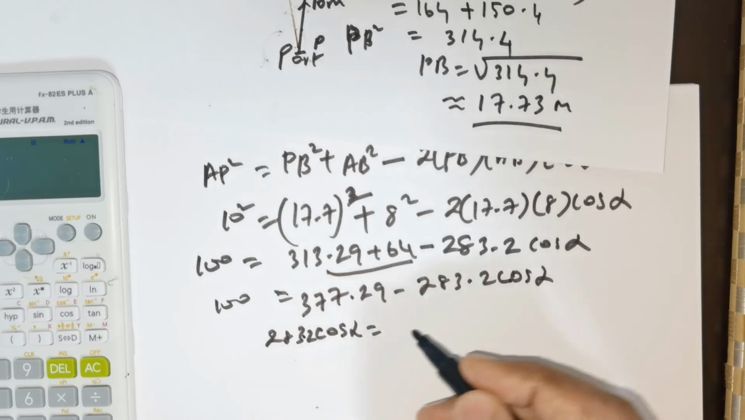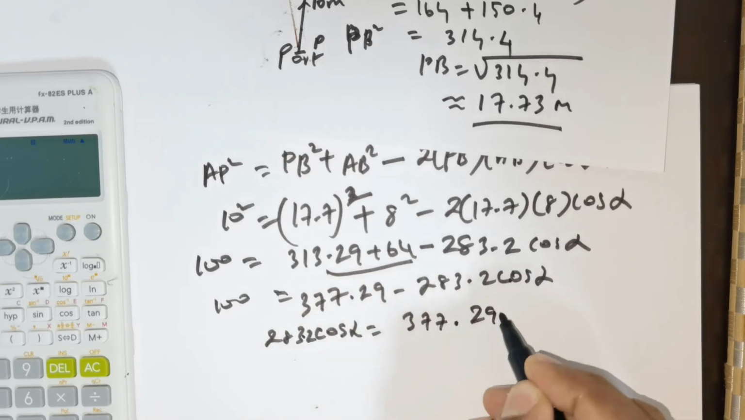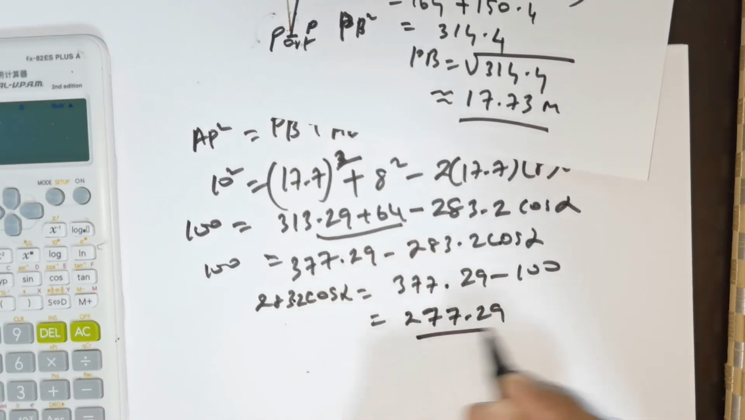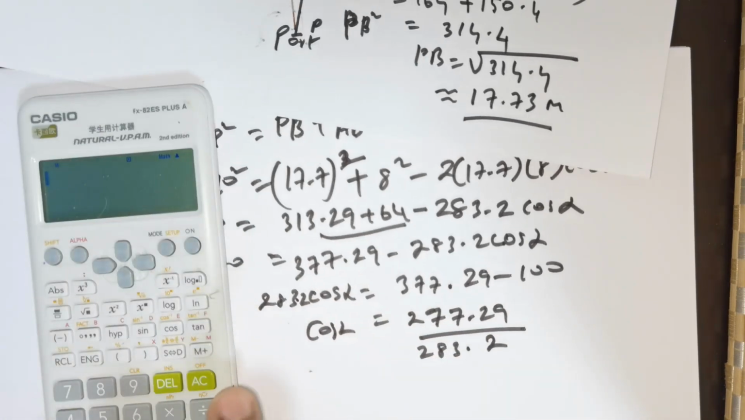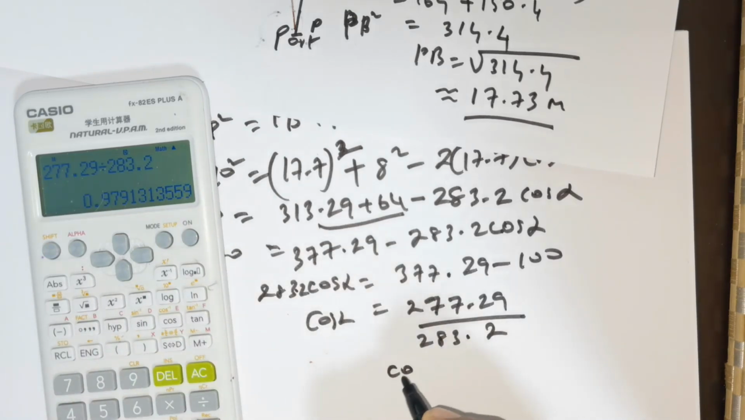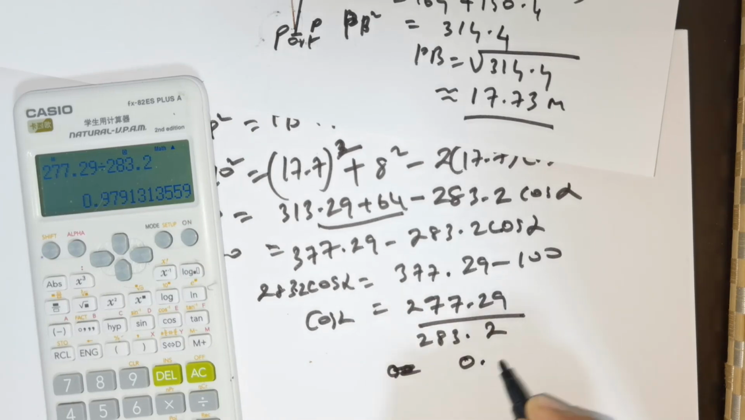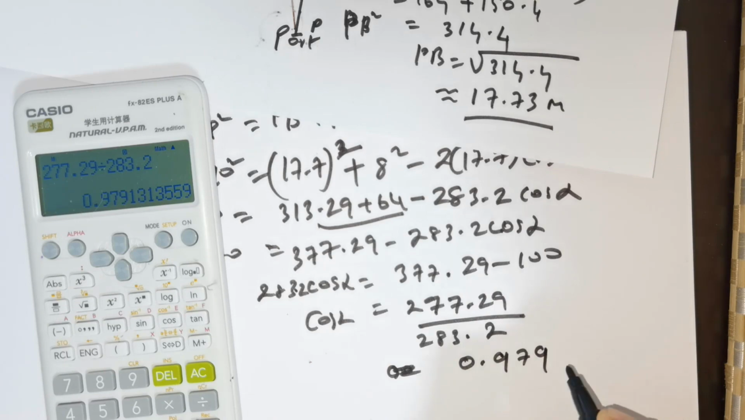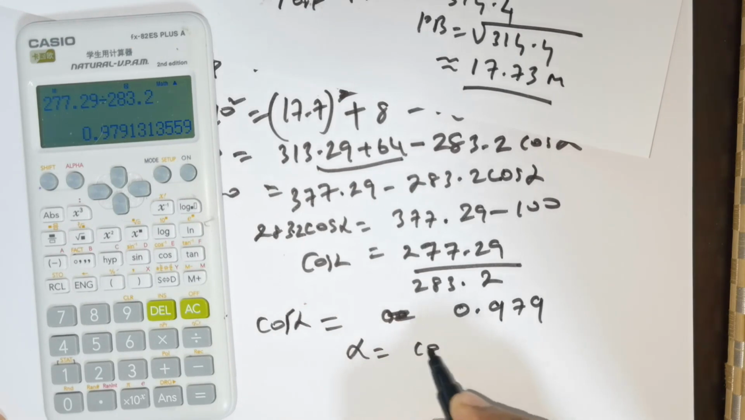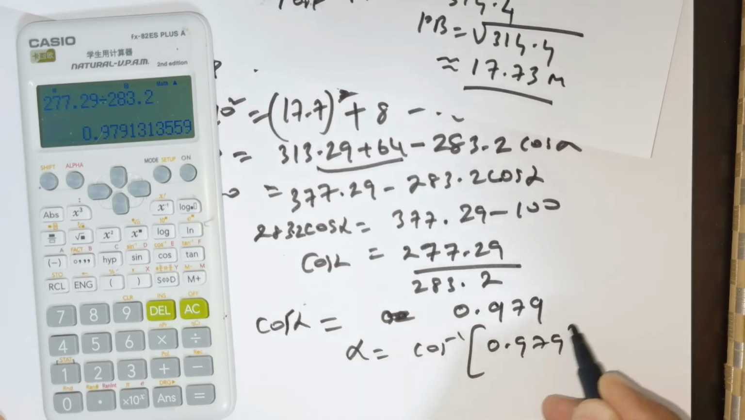283.2 times cos alpha is equal to 377.29 minus 100. This is going to be 277.29 divided by 283.2. This is cos alpha. So 277.29 divided by 283.2 is 0.979. This is equal to cos alpha. So alpha is equal to cos inverse of 0.979.